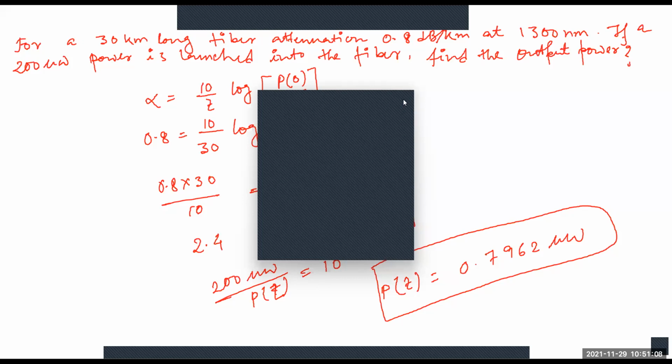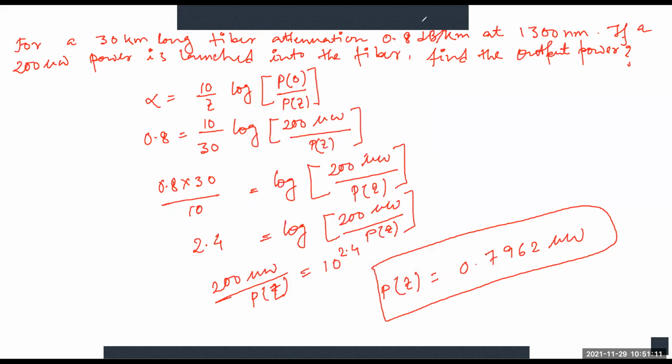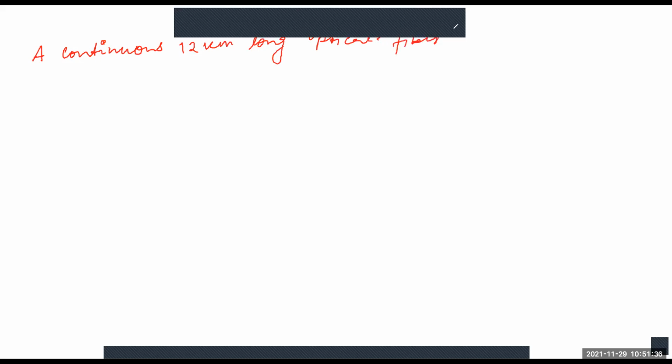Next problem. Next problem, that is, a continuous 12 km long optical fiber link has a loss of 1.5 dB per km.